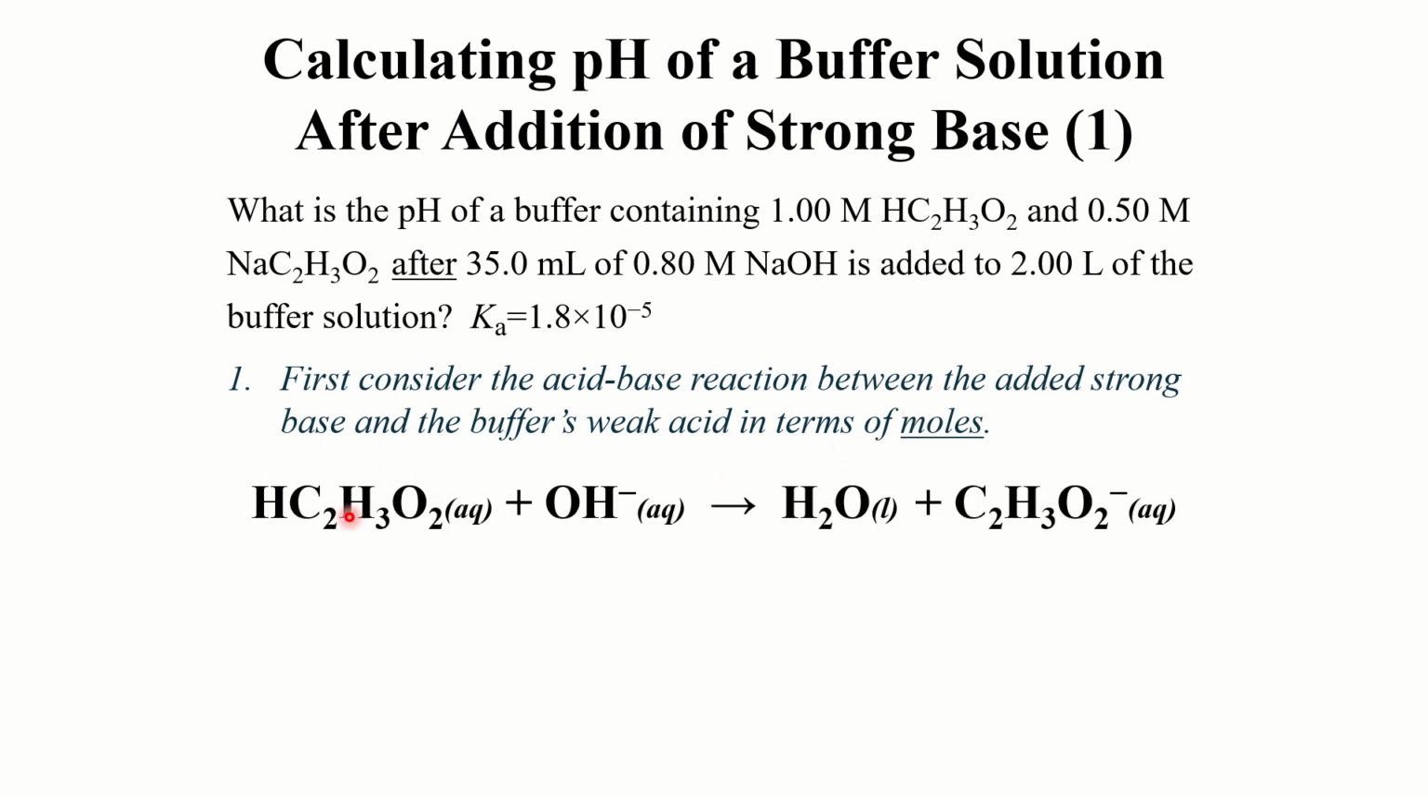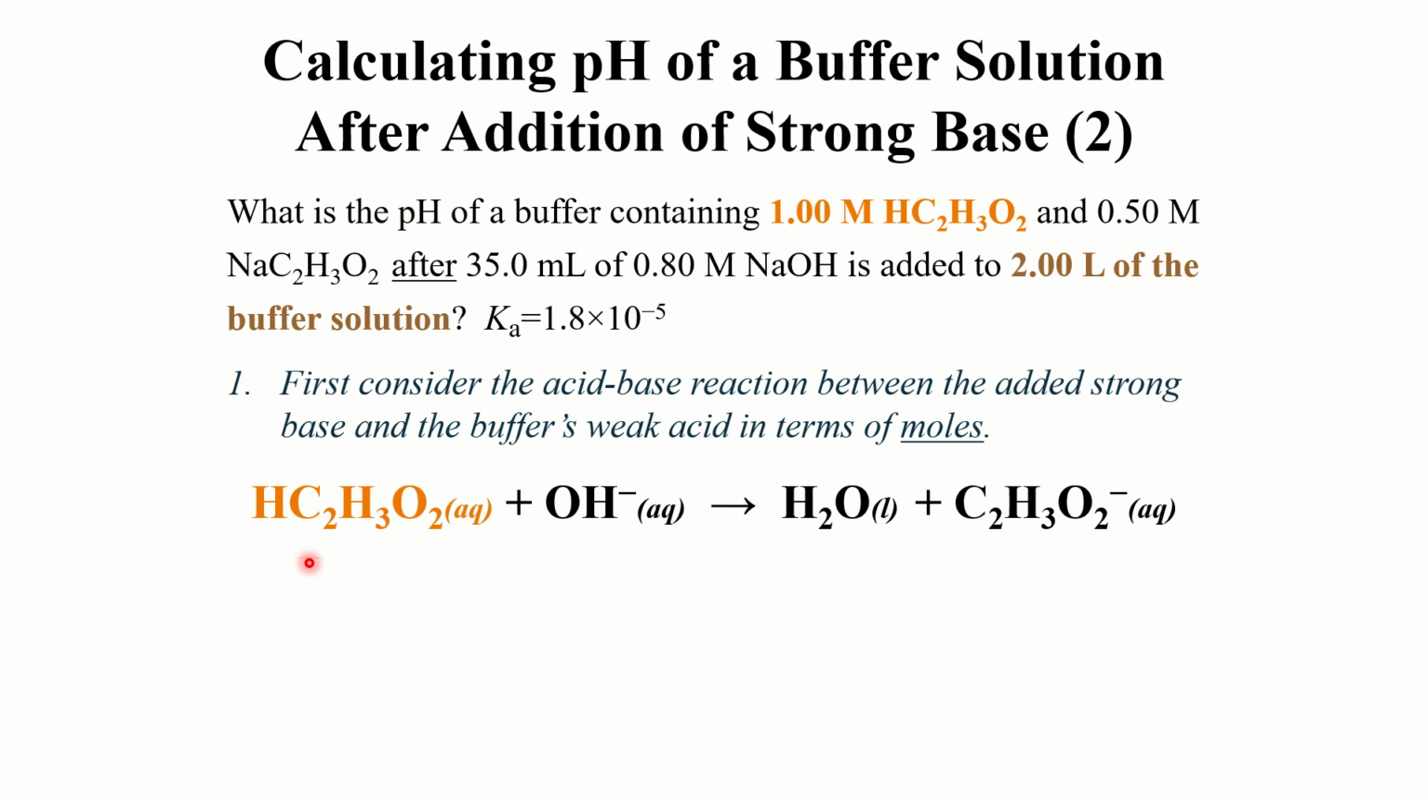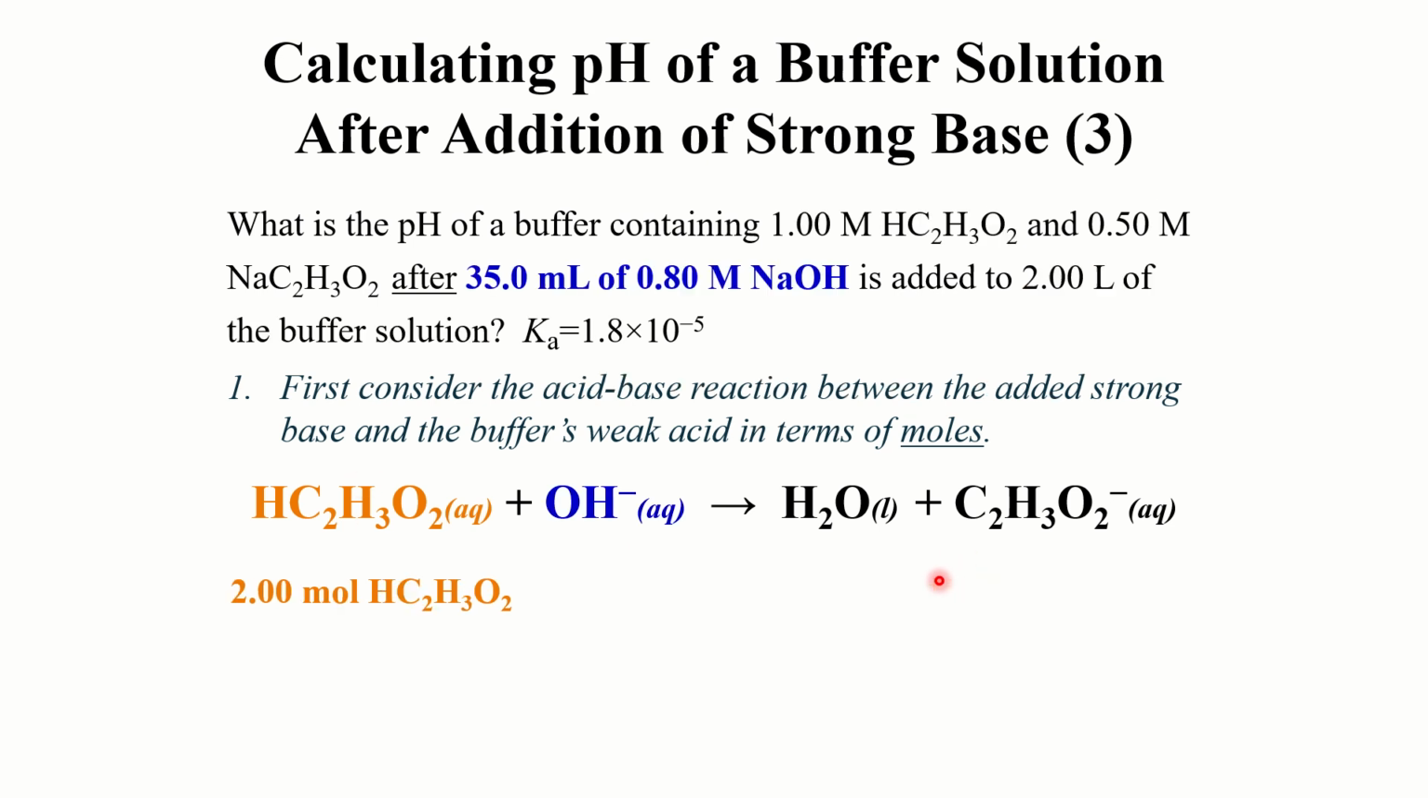We have got the weak acid, acetic acid, from our buffer, plus hydroxide from the strong base, so we're just going to consider the OH minus that's being added. So the OH minus reacts with the H plus from the acid to form water, and then we're also going to produce some acetate. We're going to consider this in terms of moles. So first, we've got 1 molar acetic acid and 2 liters of solution. This means that we've got 2 moles of acetic acid.